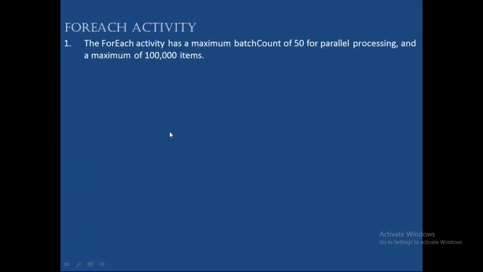Now see for each activity. The for each activity has a maximum batch count of 50 for parallel processing and a maximum of 1 lakh items, meaning you can copy 1 lakh items by using for each activity. That is one thing. Second, at a time you can copy up to 50 tables parallelly. When there is no dependency, you can copy 50 tables at a time.